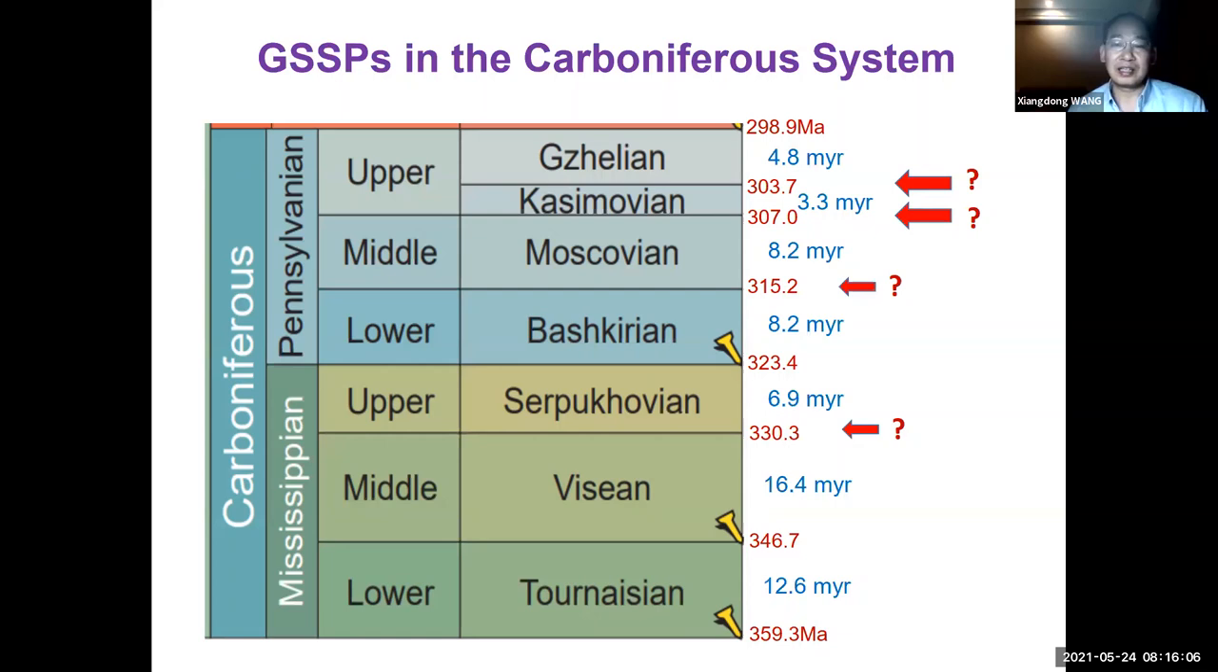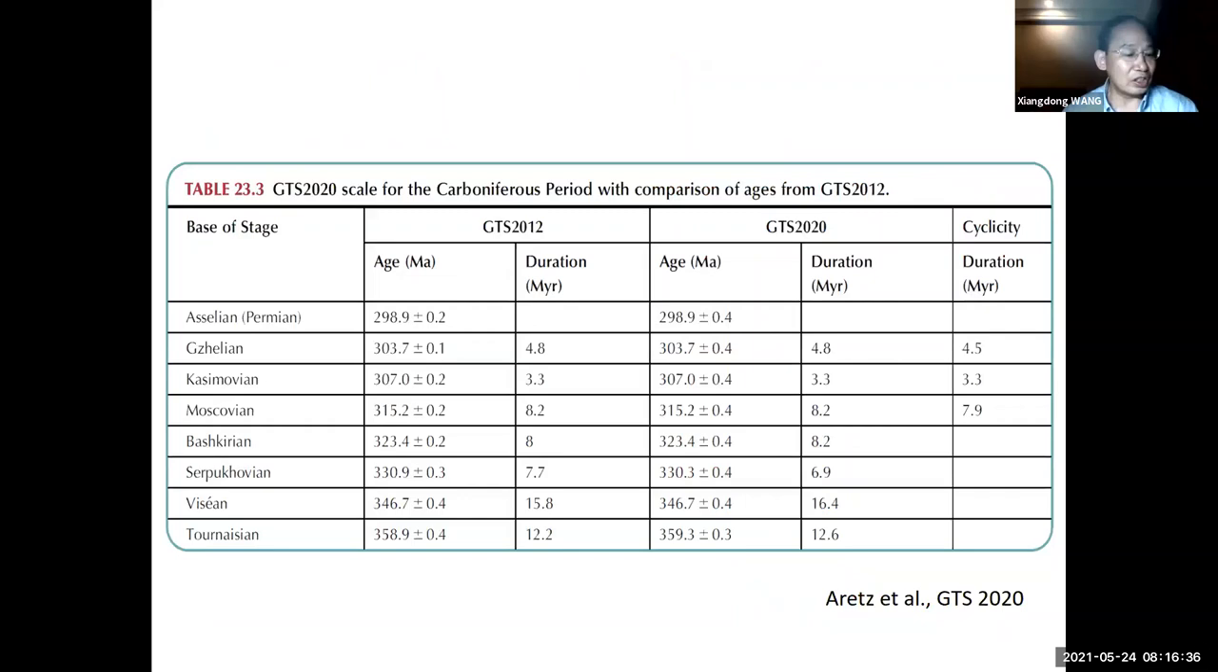Please keep in mind that the Kasimovian is a really short duration, just 3.3 million years in the Carboniferous, compared to the Visean, which is 16.4 million years. So the Kasimovian stage is quite short. Next, please. This is the newly revised GTS of the Carboniferous in 2020. I would like to remind you again of the short duration of the Kasimovian stage, which shows a very big difference and imbalance among stages in the Carboniferous. Of course, it is another issue whether we should consider subdividing the Visean and Tournaisian into several stages. This is another issue. Next, please.